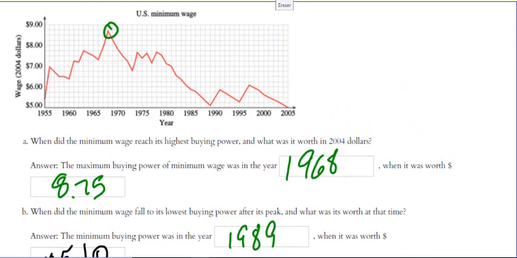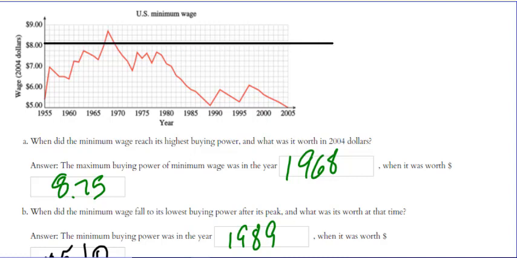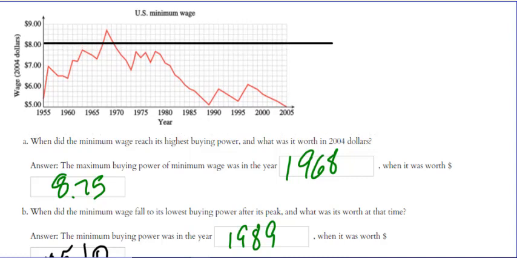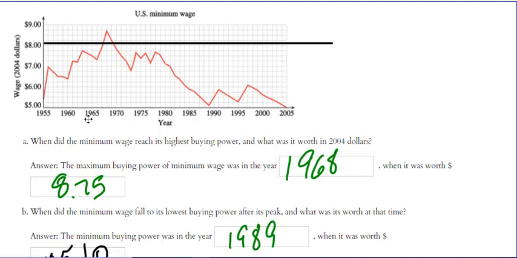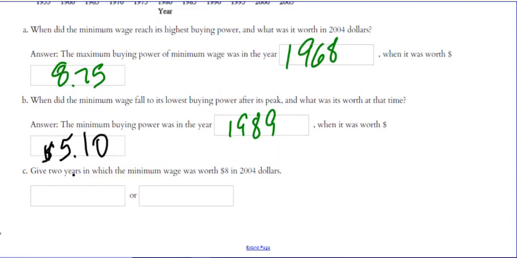All right. Give 2 years in which the minimum wage was worth $8. So this goes right here. Let me just kind of put a line through that. Right there. It'd be these two. So that would be 66, 67, 68, and 69 is what I'd say. 1968.